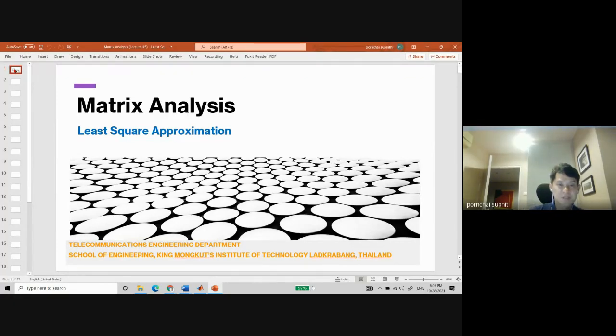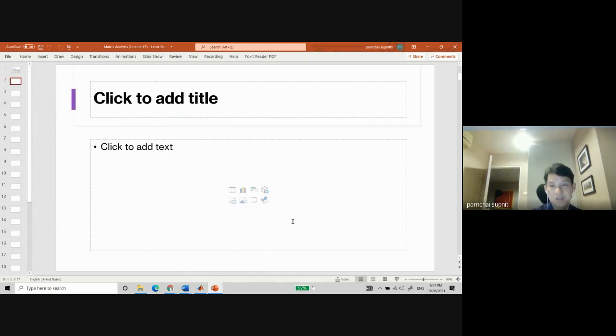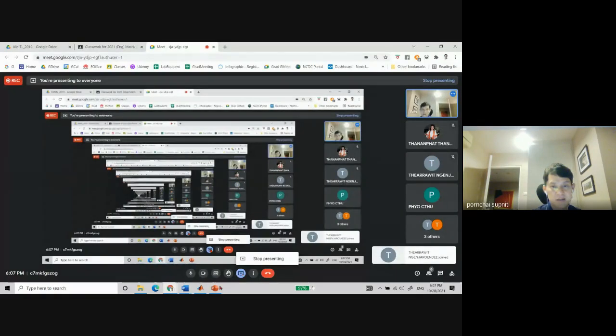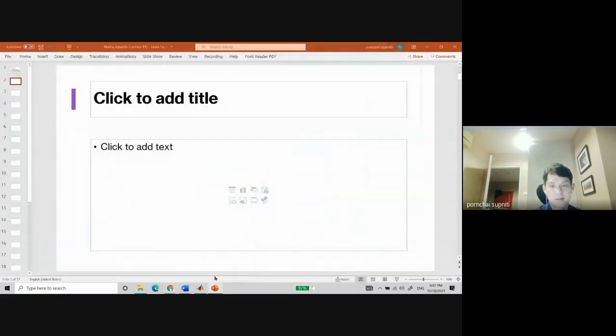Okay, so this is the topic on least square approximation. So, what is least square approximation? Okay. So the problem statement is like this.